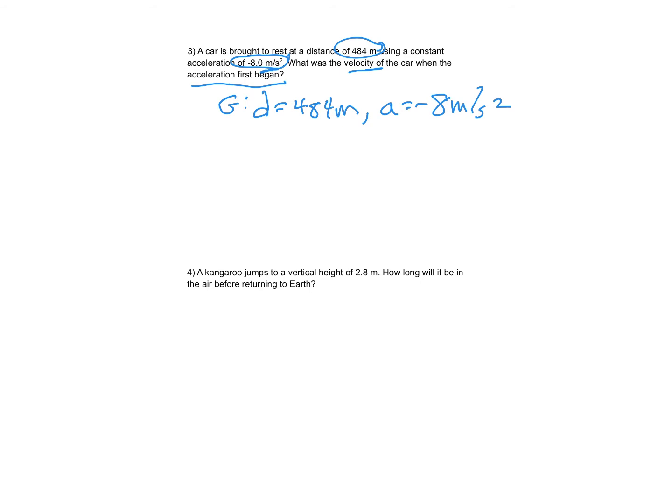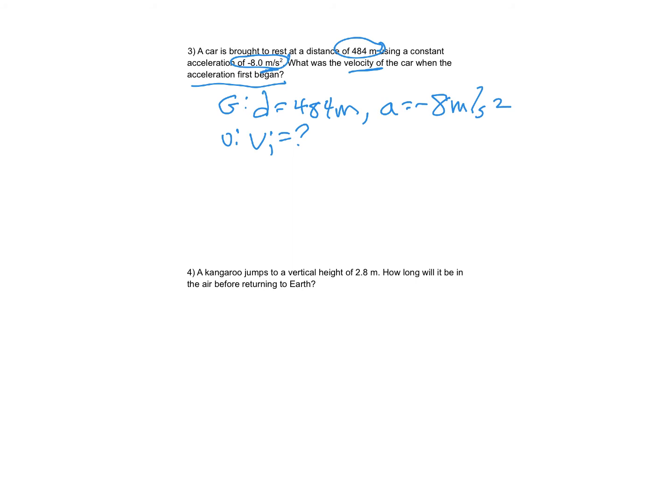What else do I know? That's the only numbers I see. So then my unknown: what is the velocity of the car when it first began? That's initial, so VI. Problem. I don't have an equation with d, a, and VI. Do I know something else?